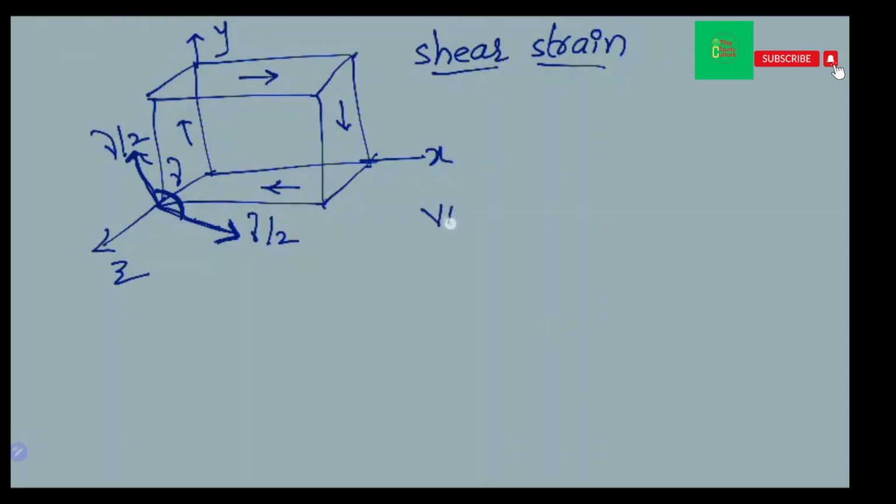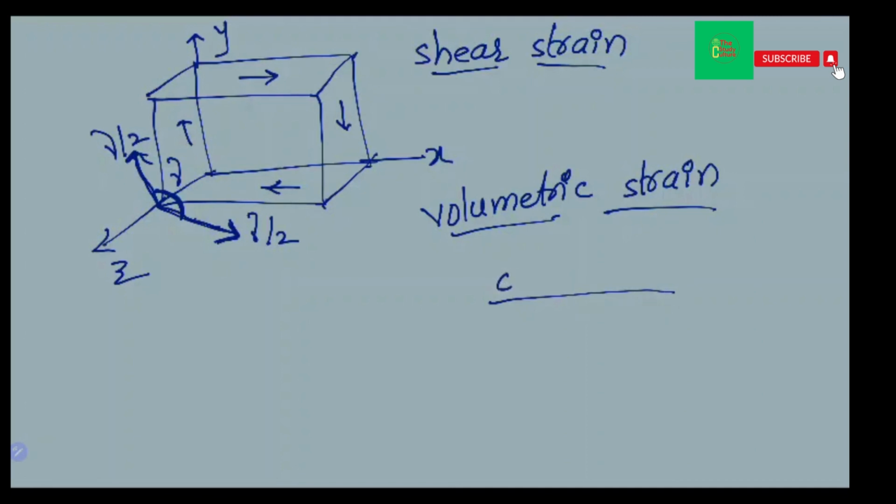Next, volumetric strain. Same as normal strain, it is the ratio of change in volume divided by original volume.